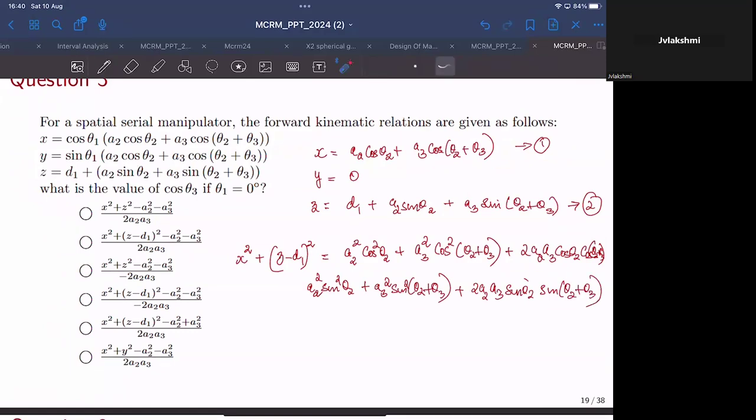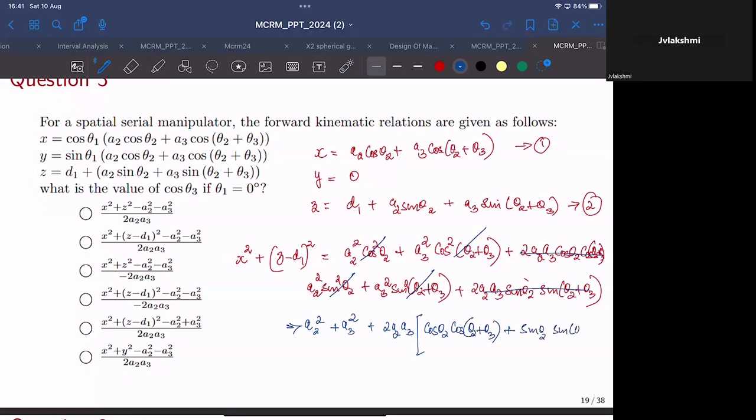So now how would you simplify this? These two terms, a2 square cos square theta 2 and a2 square sine square theta 2, will become a2 square, right? And these two terms, a3 square cos square of theta 2 plus theta 3 and a3 square sine square of theta 2 plus theta 3, will become a3 square. Then we have these two terms remaining, that will be 2 a2 a3 multiplied by cos theta 2 cos of theta 2 plus theta 3 plus sine theta 2 sine of theta 2 plus theta 3.